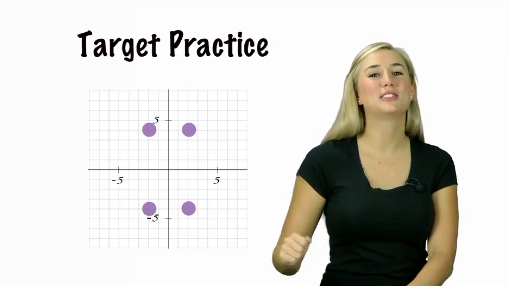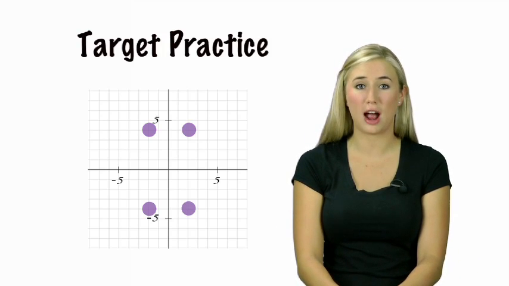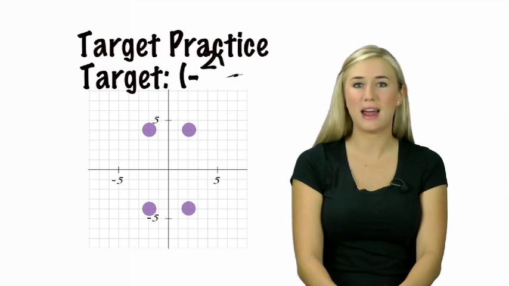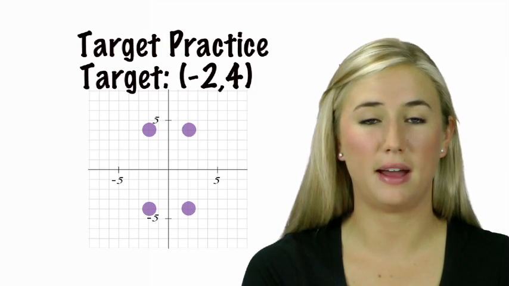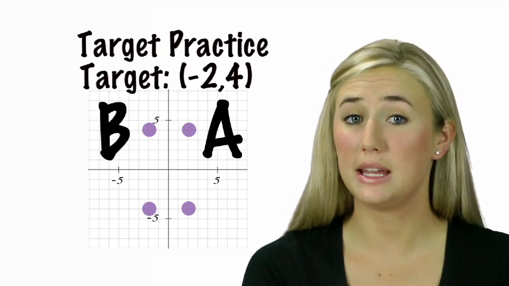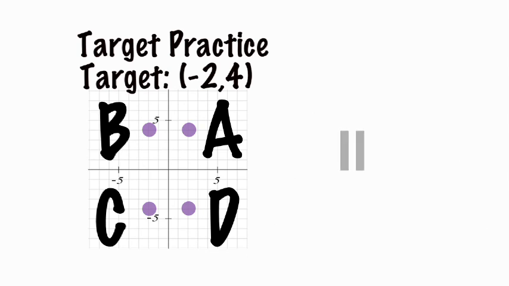Now it's time for my target practice. As you can see, I've got 4 points plotted on this graph, and I'm about to take aim at -2, 4. Which point should I aim at? A, B, C, or D? Tap pause now to decide which point is -2, 4.